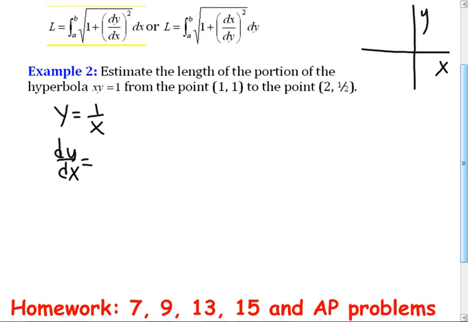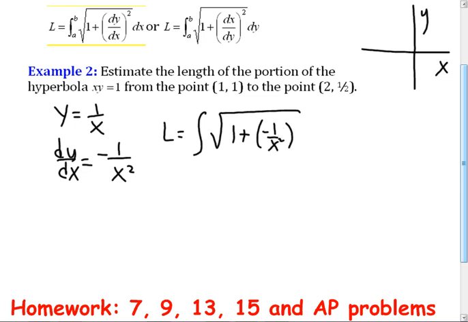What's the derivative of 1 over x? Negative 1 over x squared. We've seen that so many times. So L is equal to the integral, it's going to be dx, of the square root of 1 plus negative 1 over x squared, squared, dx from x is 1 to x is 2. And I throw it on the calculator because I can't do it. I don't know how to do that one.